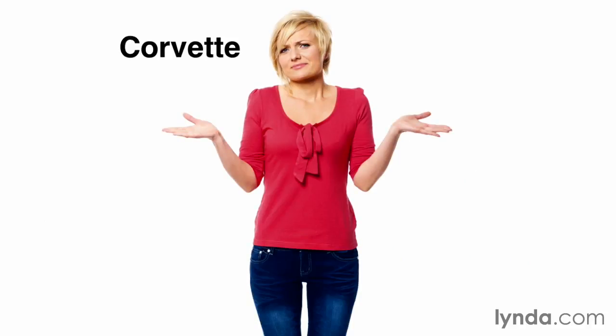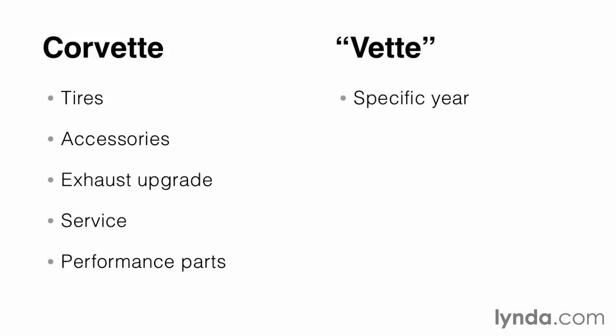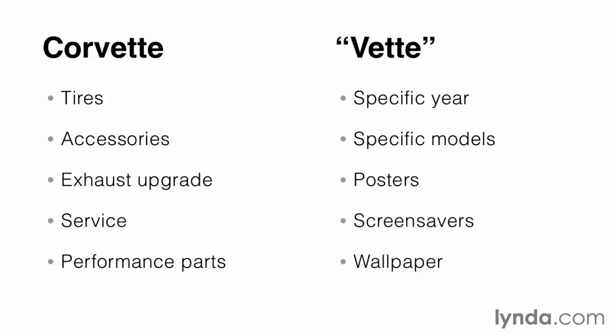An idea of this was found in some of the keyword research we were doing for one manufacturer. We were seeing consistent search patterns between Corvette and then the abbreviation VET. And we were trying to figure out which word we can use. Are they interchangeable? Well, as we started doing more and more keyword research, a clear pattern emerged. People that were using the full word Corvette were looking for tires, accessories, exhaust upgrades, service parts, or even performance parts. People that were abbreviating the word and looking for VET, the keywords that were most associated with them were specific years of Corvettes, and typically it were the most popular years, specific models, and then their keywords tended to focus around posters, screensavers, and wallpaper.